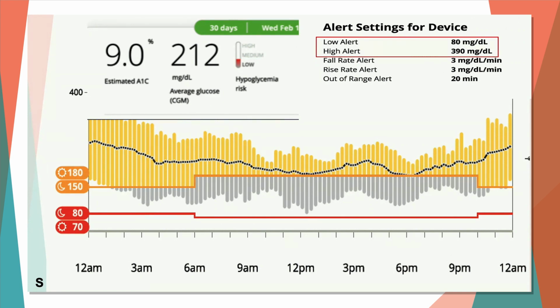And every time I see a 24-hour modal day like this, I just say right away to the younger doctors who are maybe presenting, what are the alerts and alarms? And they look at me like a deer in the headlights. Oh, I didn't ask. Okay.